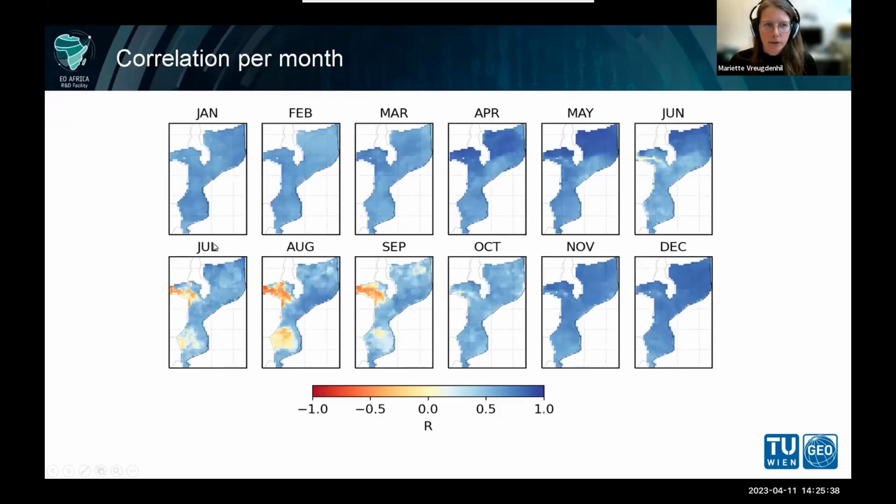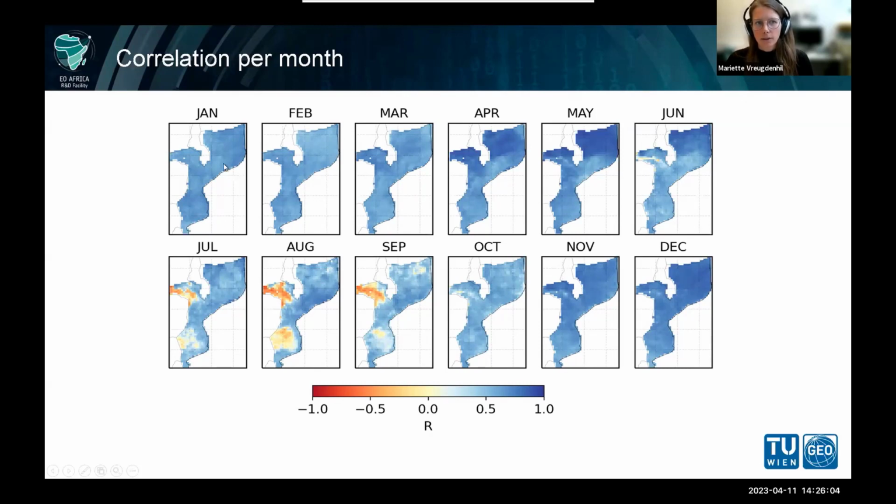Another thing that we can do is also look at in which months our data set is the most reliable, or whether there are periods in time where it's less reliable. And this is, of course, especially important if you're looking at agricultural droughts. You want to have a very accurate estimate of soil moisture, especially during the growing season, so when the crops are actually growing. And this is what we see here.